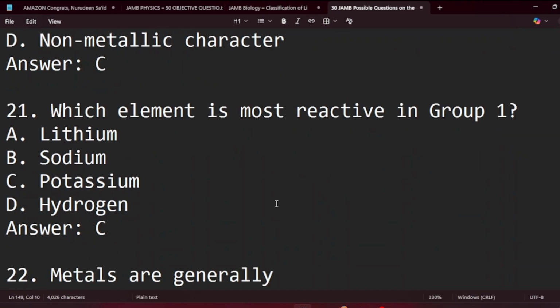Question number 21. Which element is most reactive in group 1? A. Lithium, B. Sodium, C. Potassium, D. Hydrogen. The answer is C, which is potassium.